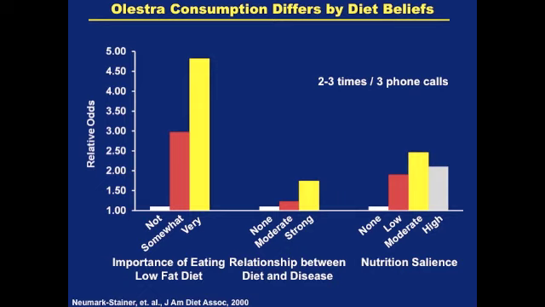if people thought it was important to eat a low-fat diet, there was this huge effect. They were almost 4 times as likely to eat the chips. You see this very weak effect for the extent to which people think diet and disease is important. And this concept of nutritional salience is the extent to which people think about nutrition when they're actually eating food. And that was a very weak predictor.